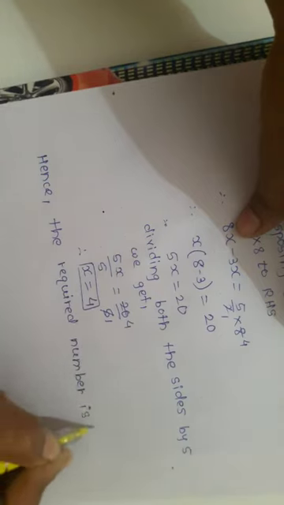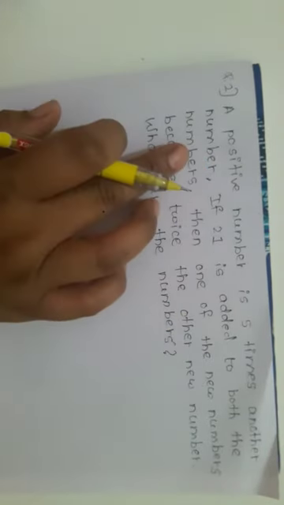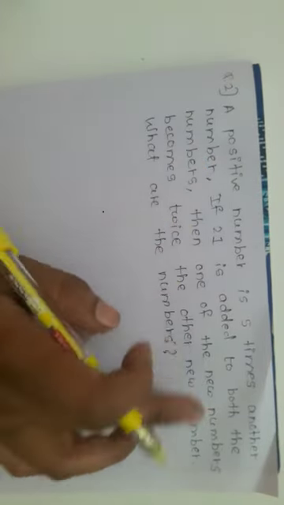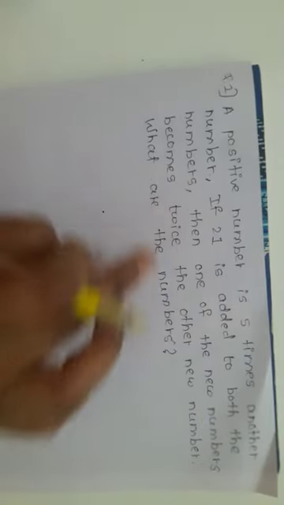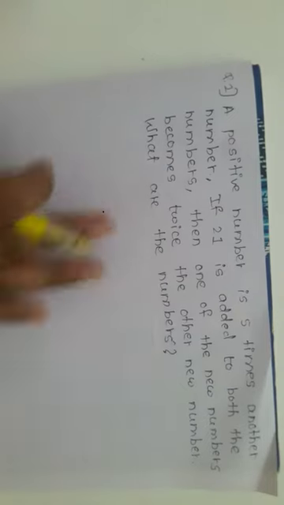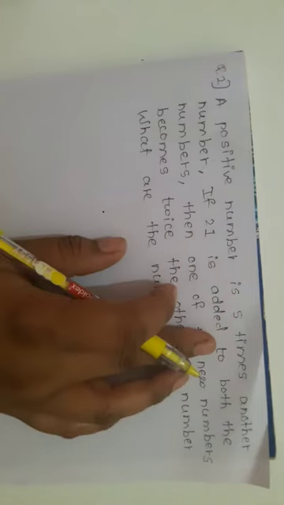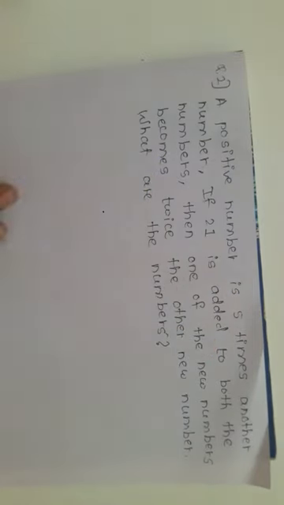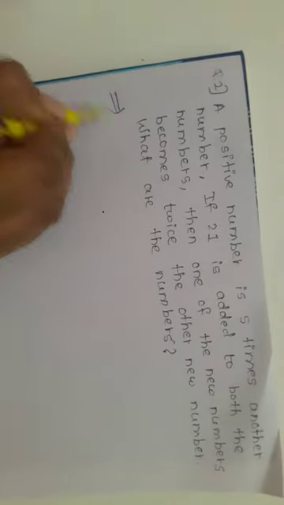Now take the second example. Read the example. A positive number is 5 times another number. If 21 is added to both the numbers, then one of the new numbers becomes twice the other new number. What are the numbers? Okay, now here what is given to us? A positive number is 5 times the other number, but here the other number is not given to us.